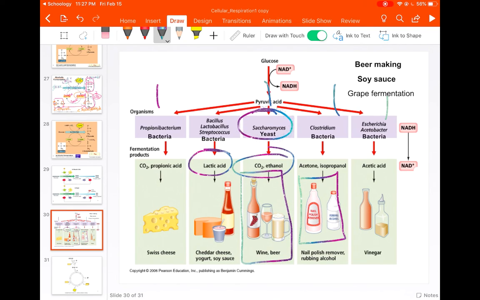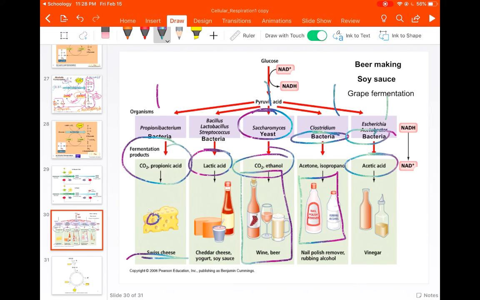Because if you look at it, yeast is what ferments wine and beer, whereas a bacteria ferments rubbing alcohol, acetone, nail polish remover. All of that stuff is fermented by a bacteria. Vinegar is fermented by a bacteria to make acetic acid. Acetic acid is the chemical name for vinegar. Notice even cheese has a specific bacteria that's fermenting it.